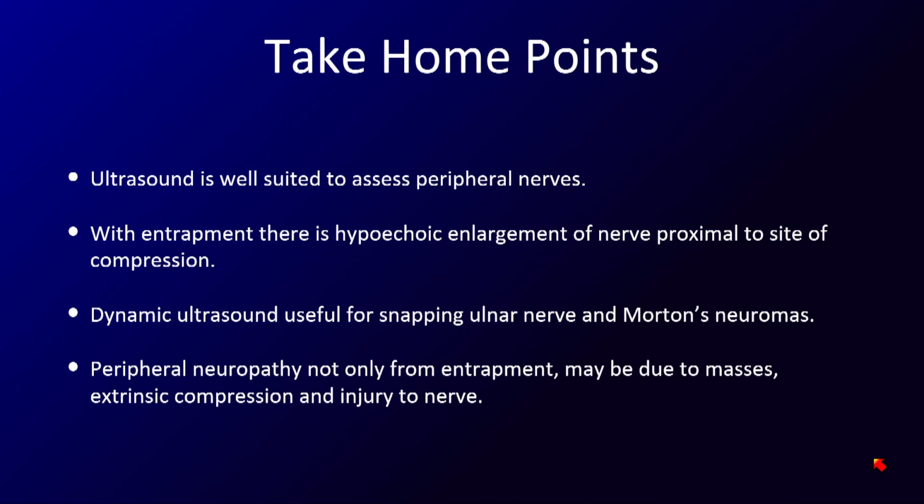So my take-home points are ultrasound is well suited to assess peripheral nerves. They're superficial, we can see them very well. Once you've seen one nerve, you know the normal appearance elsewhere, and you know the expected appearance when there is an entrapment. Dynamic may be useful assessing the snapping ulnar nerve and for Morton's neuromas.